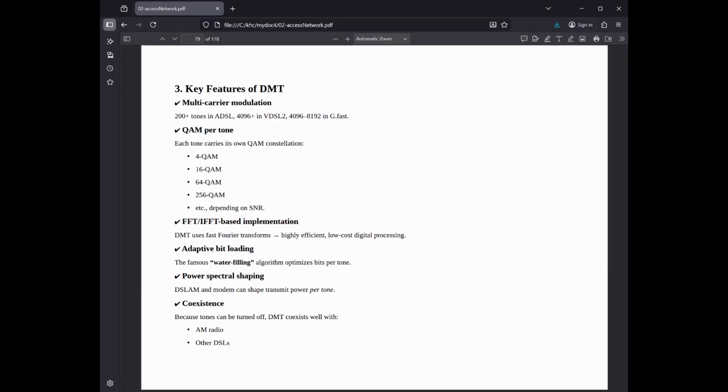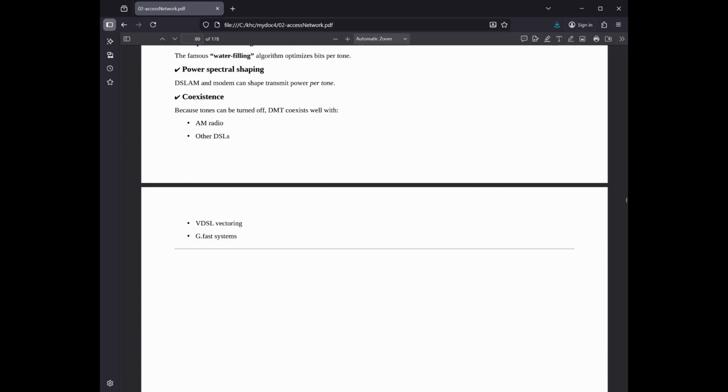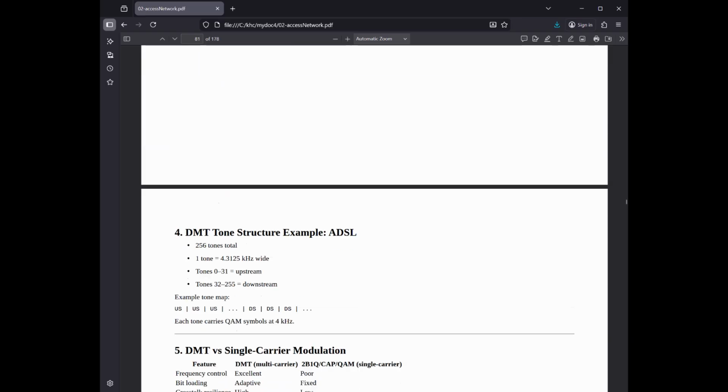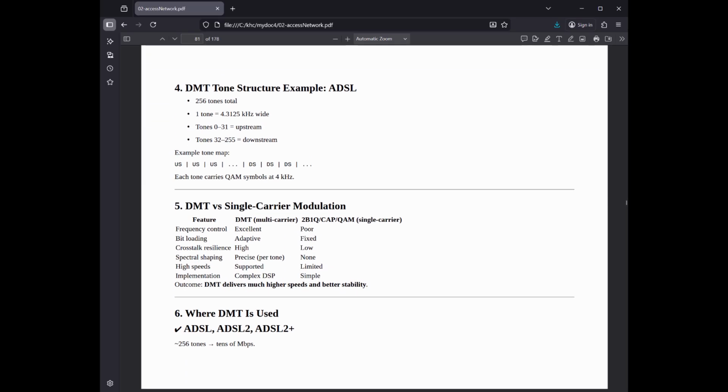DMT architecture: the math behind the signal. DMT relies on high-speed digital signal processing, DSP, to handle thousands of frequencies at once. FFT/IFFT: the transmitter uses an inverse fast Fourier transform, IFFT, to combine all the individual bit-loaded bins into one complex signal to be sent over the wire. The receiver uses a fast Fourier transform, FFT, to pull them back apart. Cyclic prefix, CP: to prevent intersymbol interference, ISI, caused by signal echoes on the copper line, DMT inserts a small buffer of data at the start of each symbol.